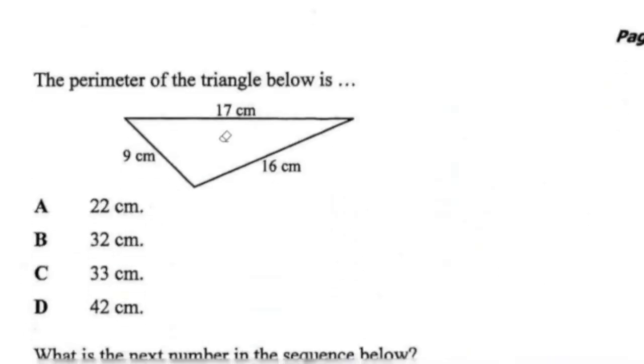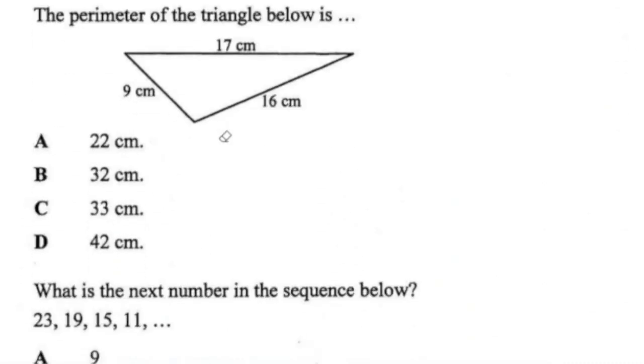Okay, we go to question number 6. Question number 6 is: the perimeter of the triangle below is, okay, so this is the triangle below. So we want to find the perimeter. Now we know that perimeter is the total distance around the shape.